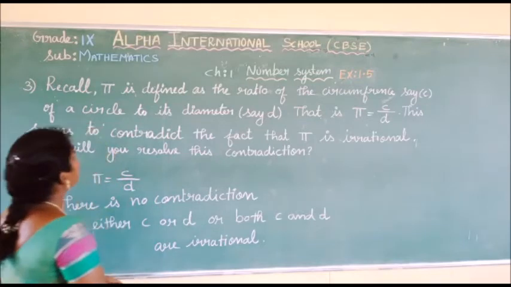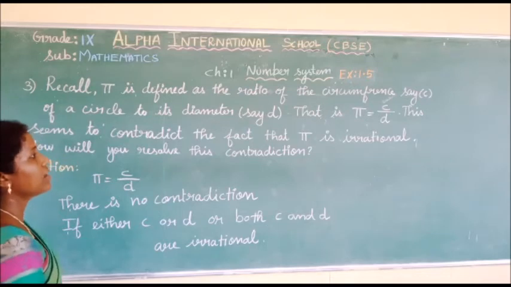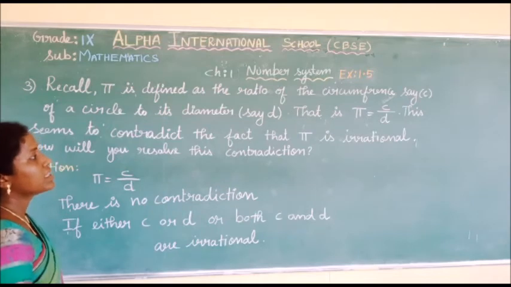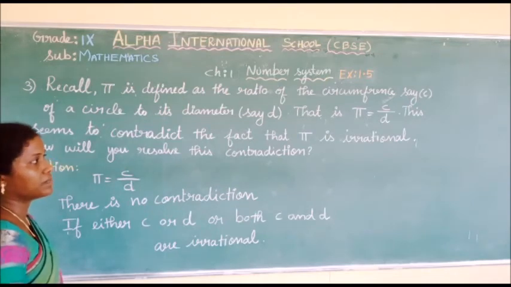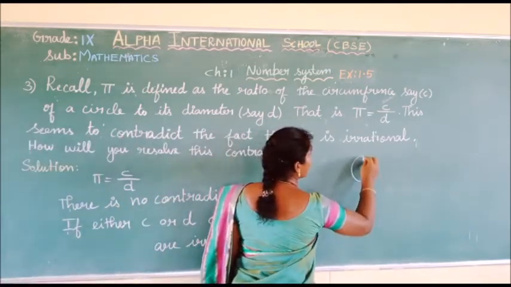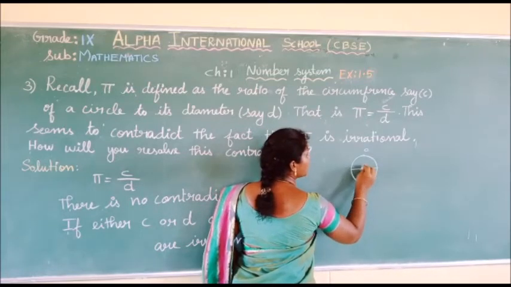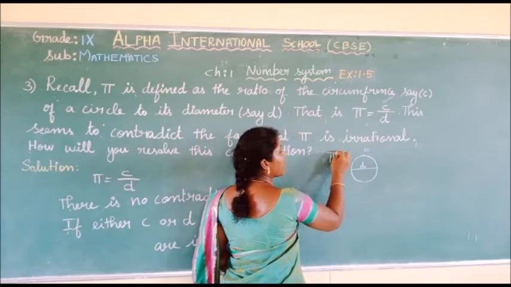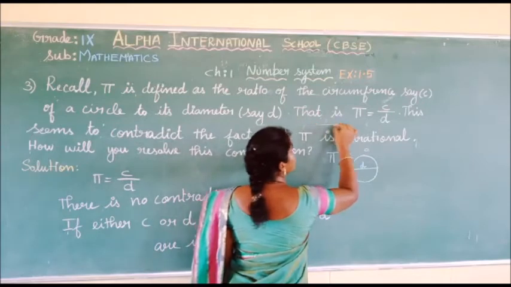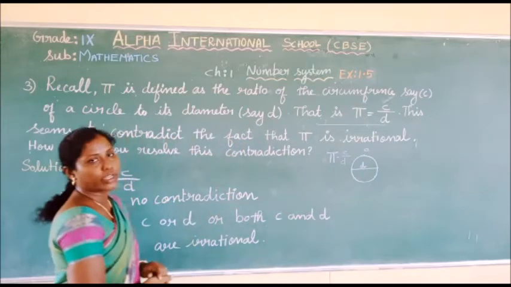Recall, pi is defined as the ratio of the circumference, say C, of a circle to its diameter, say D. That is, pi is equal to C by D. There is a circle whose circumference is taken as C and whose diameter is taken as D. Pi is given as the ratio of the circumference and diameter, that is C by D. So pi is equal to C by D. That is the first point.